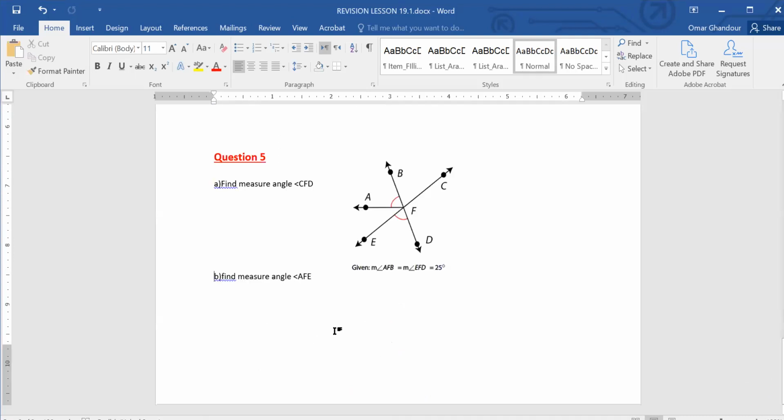Fine. You have this, and he is telling you that measure angle AFB is equal to measure angle EFD, equal to 25. So I know that this is 25 and this is 25. You are required to find measure angle CFD, and here measure angle AFE.